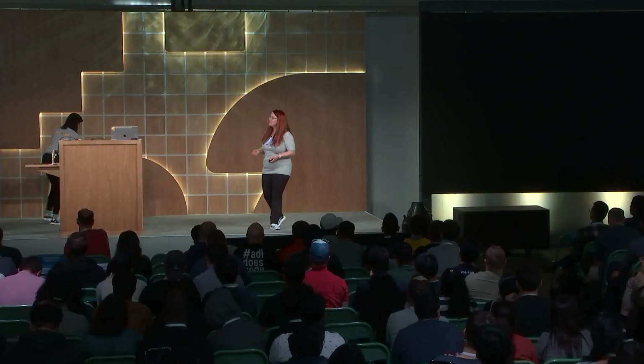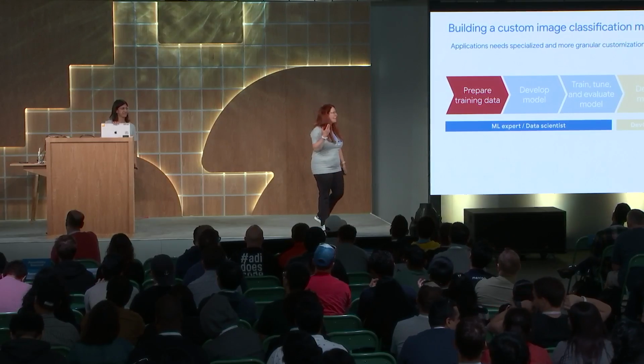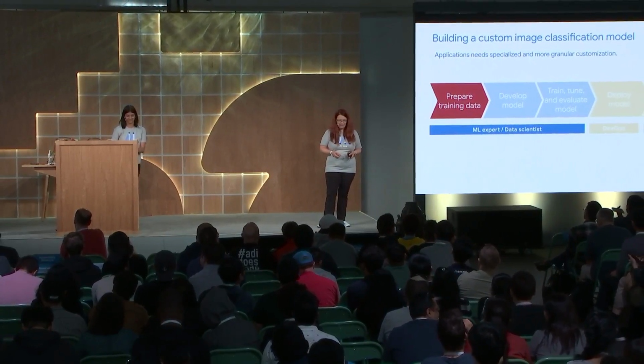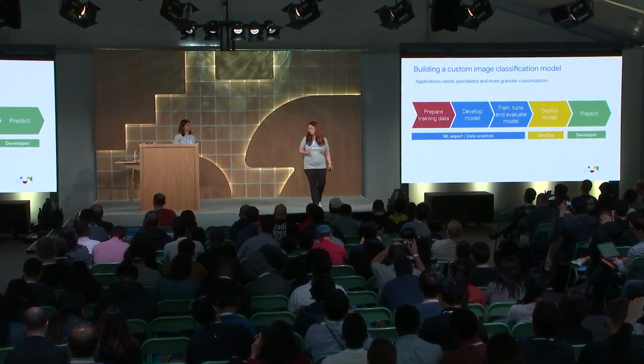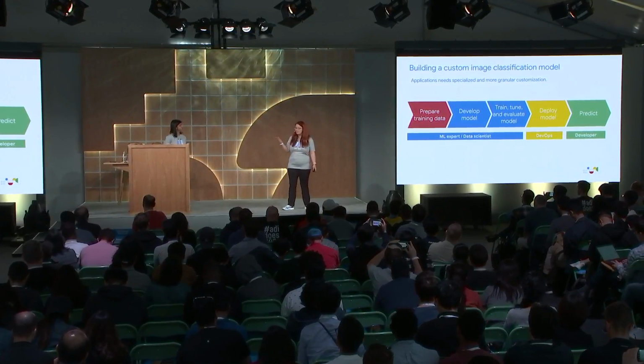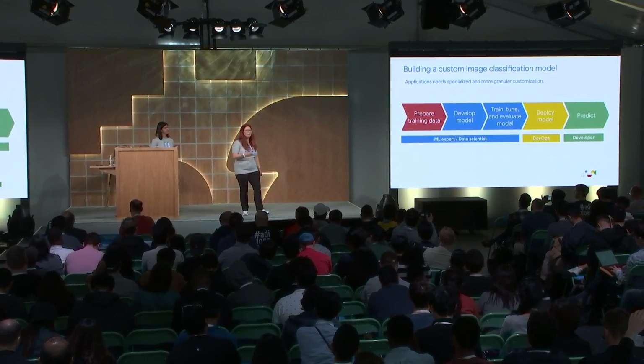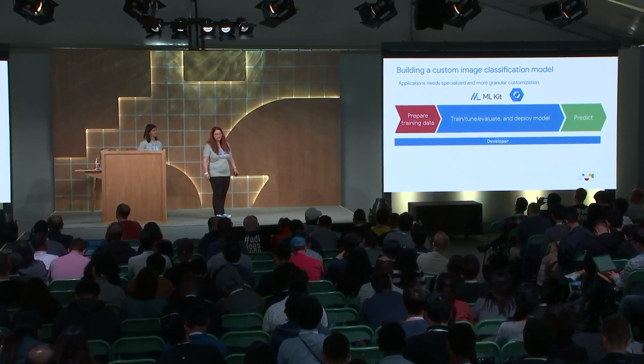As you can see, we were able to use our model. Oh, my goodness, I skipped a whole section. So normally, traditionally, you would have had to build your model out by training your data, developing your model, training and tuning, deploying, and then giving it to your developer to predict. This would have involved a lot of people traditionally. I've skipped ahead, and I apologize for that. So now you get to do it all yourself.